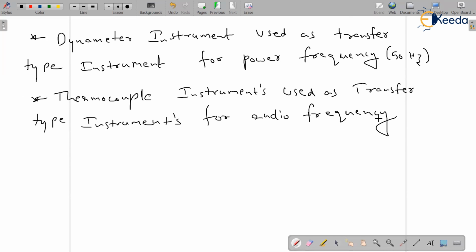Let's see the extension of MI instruments in the coming lecture, and a problematization on MI.